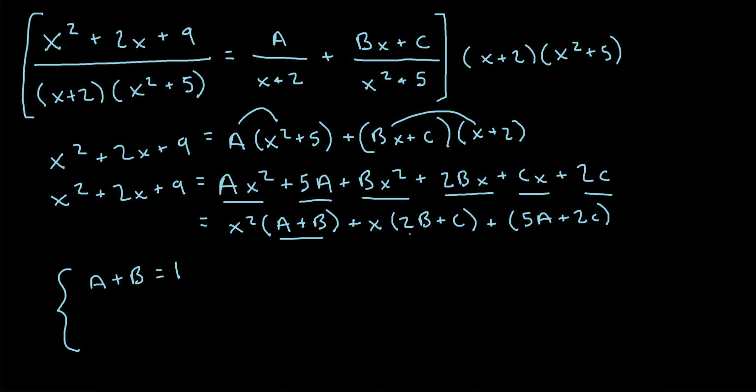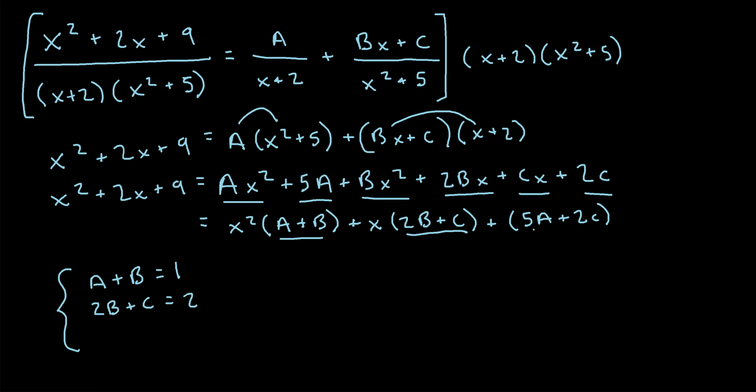Now we can do the same thing with this next parenthesis. So 2b plus c, we're looking for the x on the left-hand side, and we're trying to set this 2b plus c equal to the coefficient for x. So the coefficient is 2. So we'll say that 2b plus c must be equal to 2. 2b plus c is equal to 2.